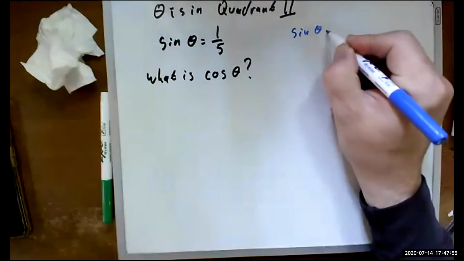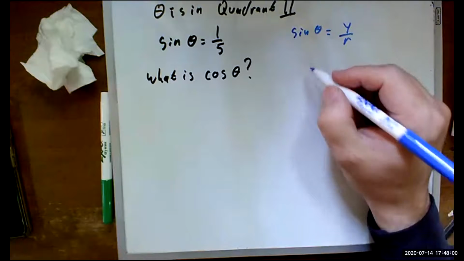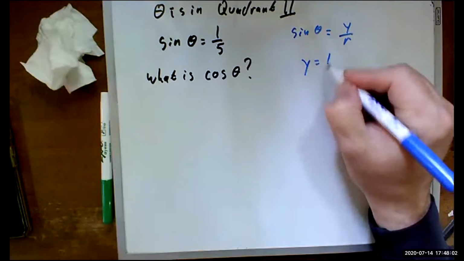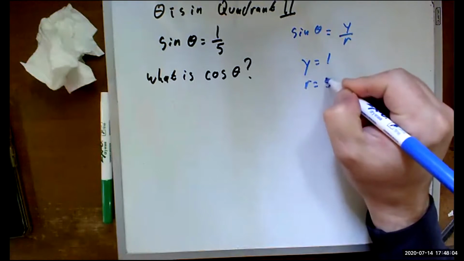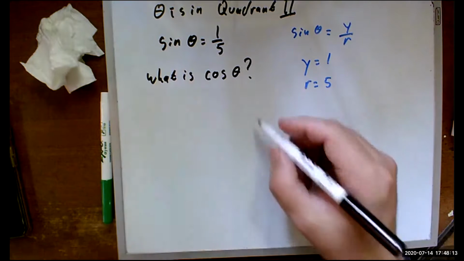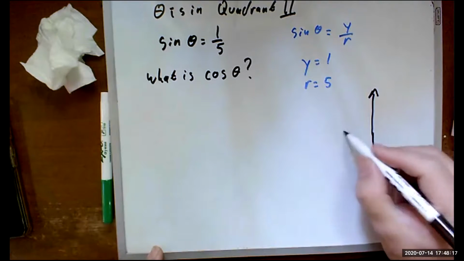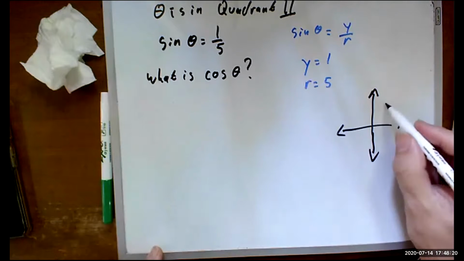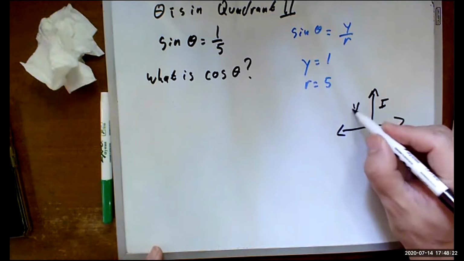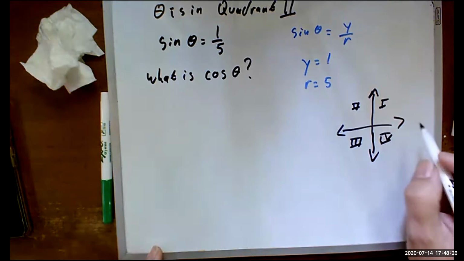Remembering that the sine of theta is going to be y over r, we now know that y will be equal to 1 and that r is equal to 5. Since we're in quadrant 2, the other thing that we know is that x must be negative. Let me just draw that out really quickly for those of you who are not following that. Remembering that that's 1, that's 2, that's 3, and that's 4.